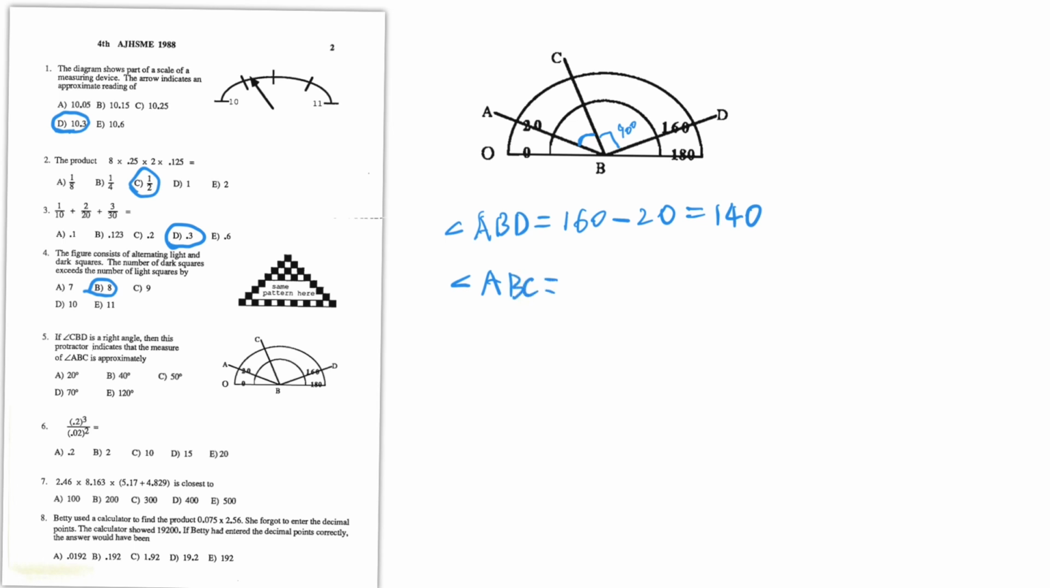So angle ABC equals angle ABD minus angle CBD. ABD is 140, minus CBD, that's 90. The answer is 50. Therefore, the answer is C.